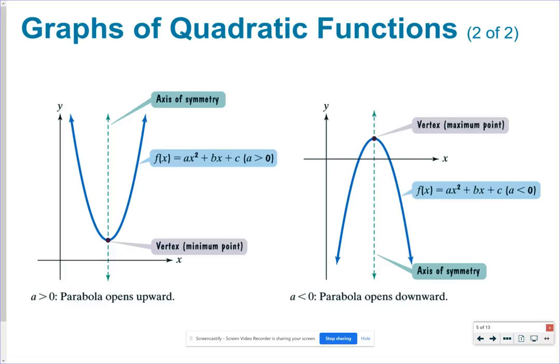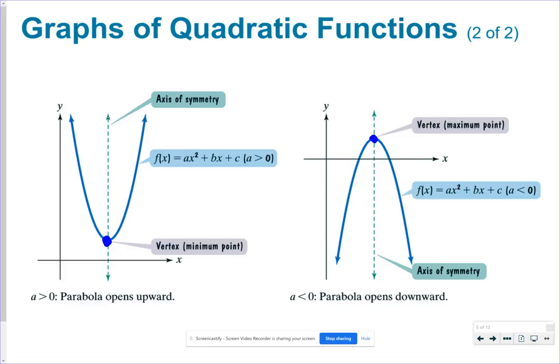So let's look at the parts. The vertex is the turning point. So here I have a vertex right there. It's a minimum point. If the parabola opens upward, we have a minimum point. If the parabola opens downward, we have a maximum point.